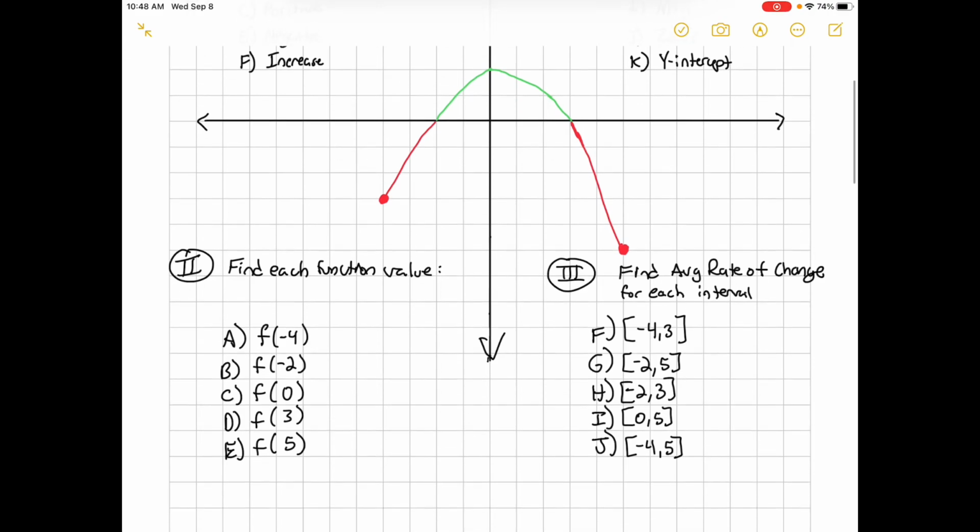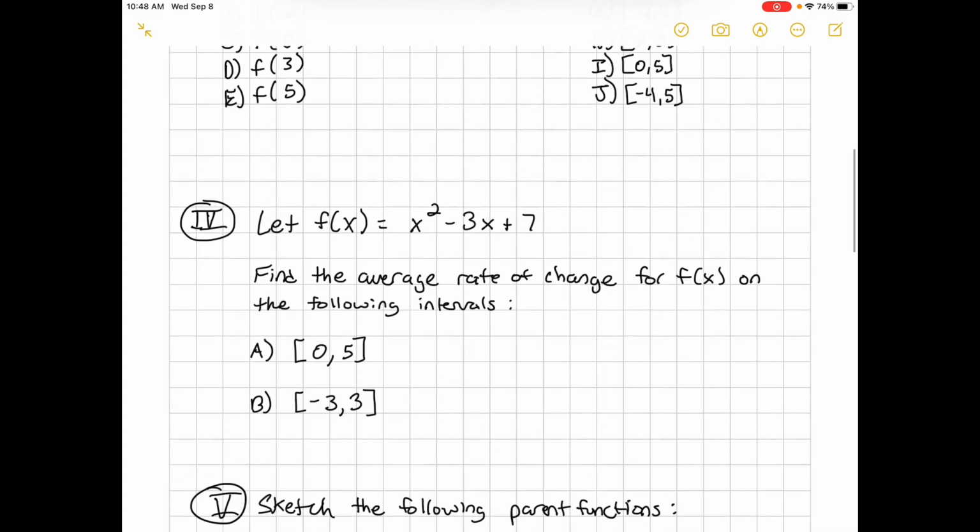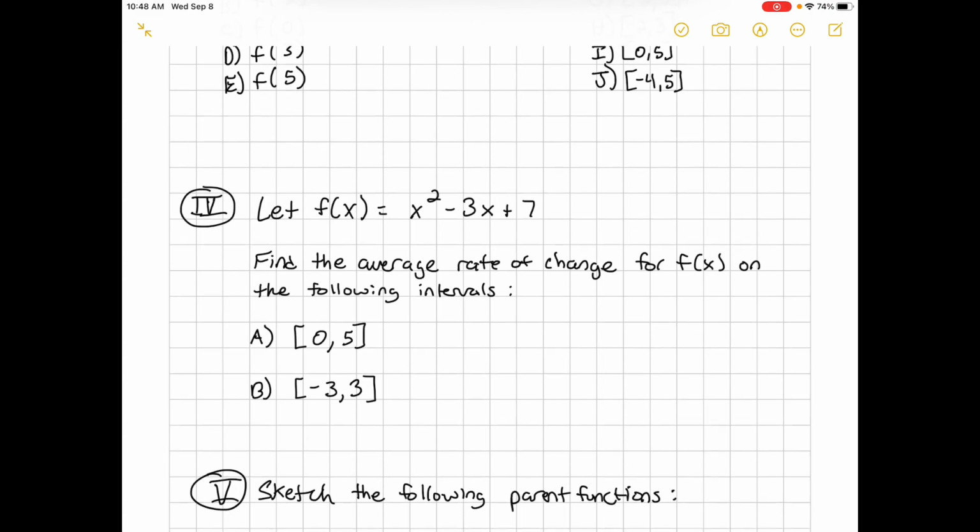And then the fourth part is using this function, f of x equals x squared minus 3x plus 7. We're going to find the average rate of change from these 2 intervals.